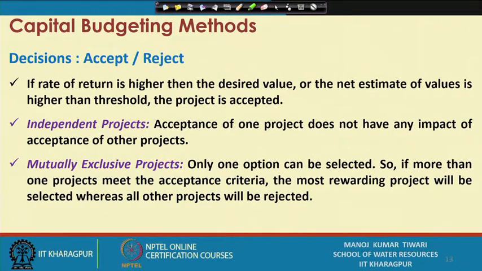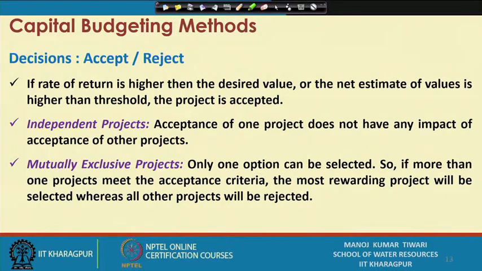The projects could be mutually independent or mutually exclusive. For independent projects, each project is independent of the others, so acceptance of one project will not have any impact on the acceptance of another. If I accept one project based on its capital budgeting outcomes, I can still accept the other projects if they fulfill my criteria.